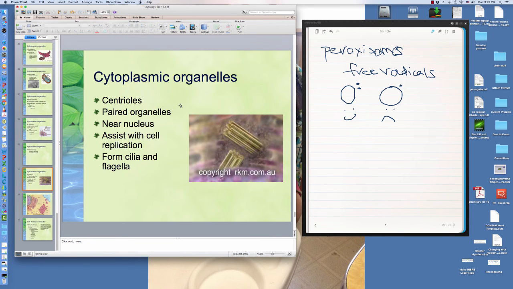Another type of organelle we're not going to spend a lot of time talking about right now are referred to as centrioles, and their job is to help with cell replication. So we'll talk about that a little bit more in the next section.